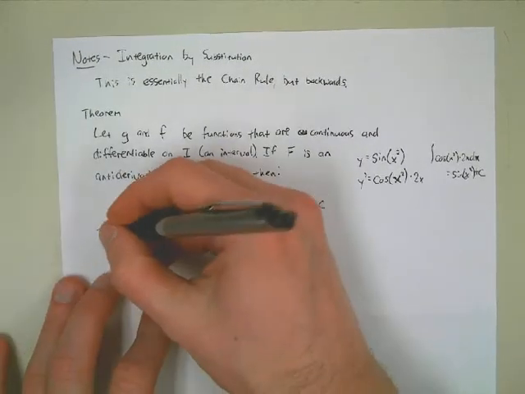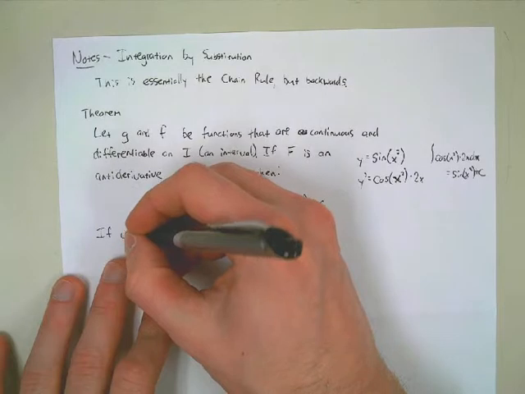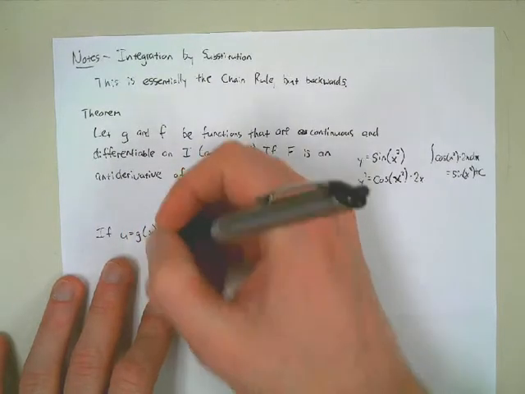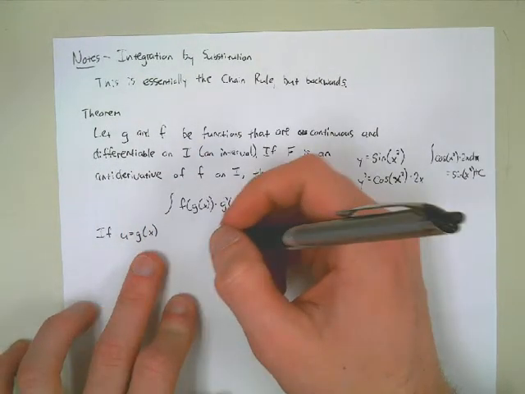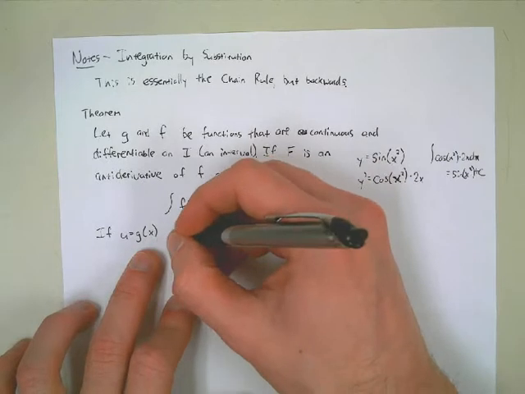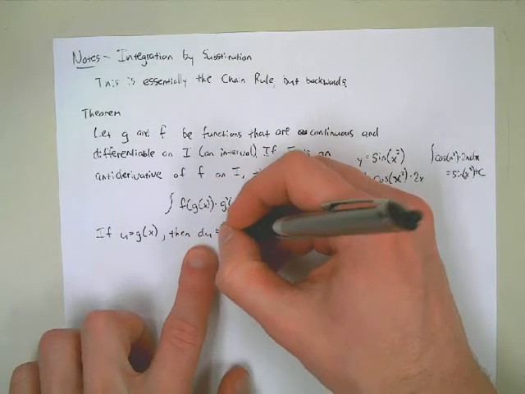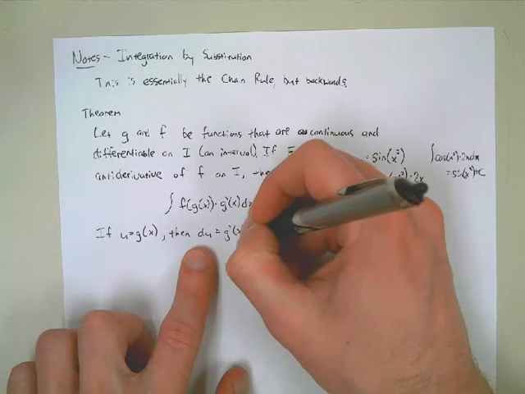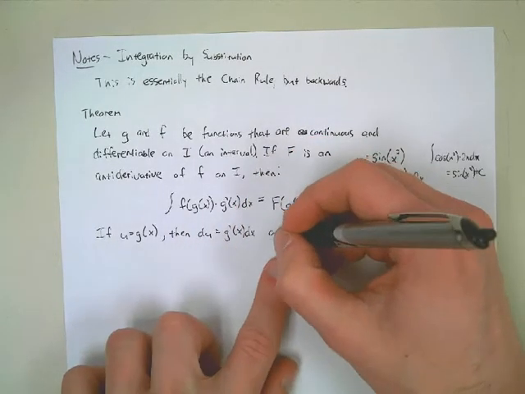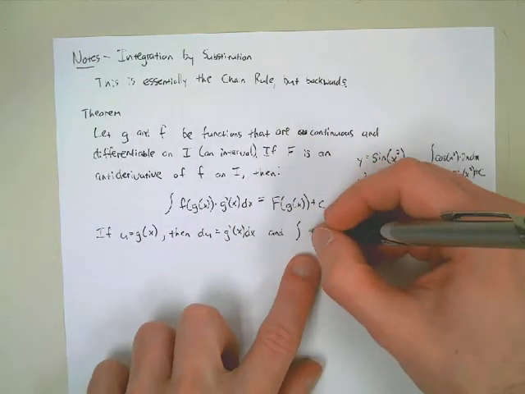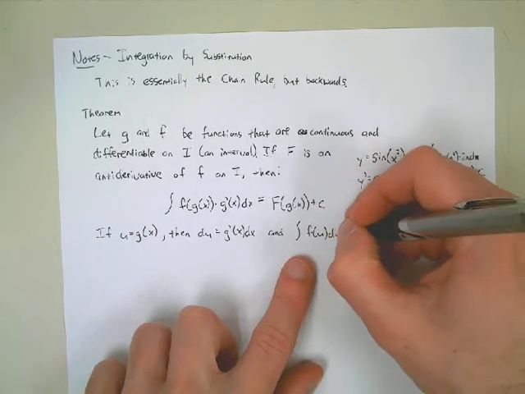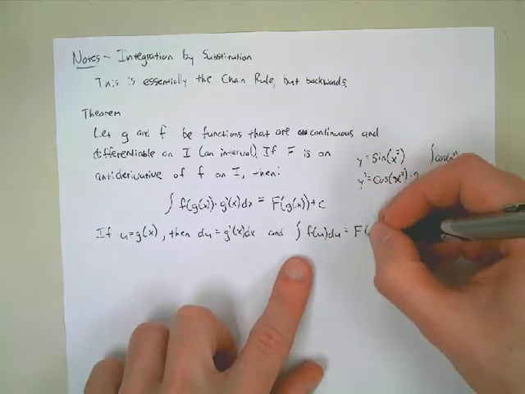So in other words here, if u is equal to g of x, and here's where the U substitution part comes in, so u is the function kind of inside, okay, then du, the derivative of u, is equal to g prime of x dx, and the integral of f of u du is equal to capital F of u plus c.